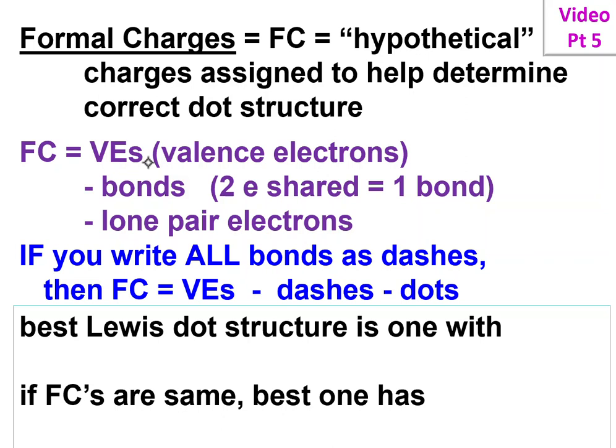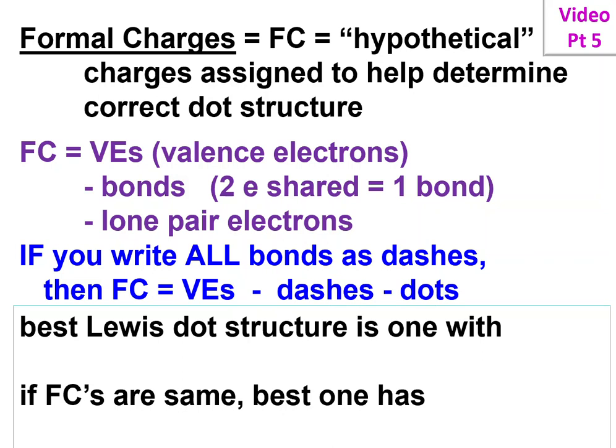take the number of valence electrons that the atom normally has, and you subtract the bonds, and then you subtract the lone pair electrons. An easy way to say this, and this is how I usually think of it, is that the formal charge is equal to the number of valence electrons it normally has minus dashes minus dots. This works as long as you make your bonds as dashes. If all of your bonds are written as dashes and all of your lone pair electrons are written as dots, then this easy way works.